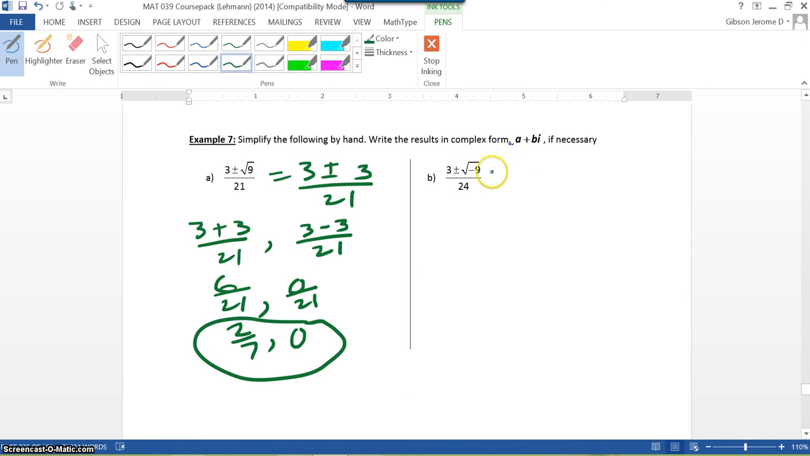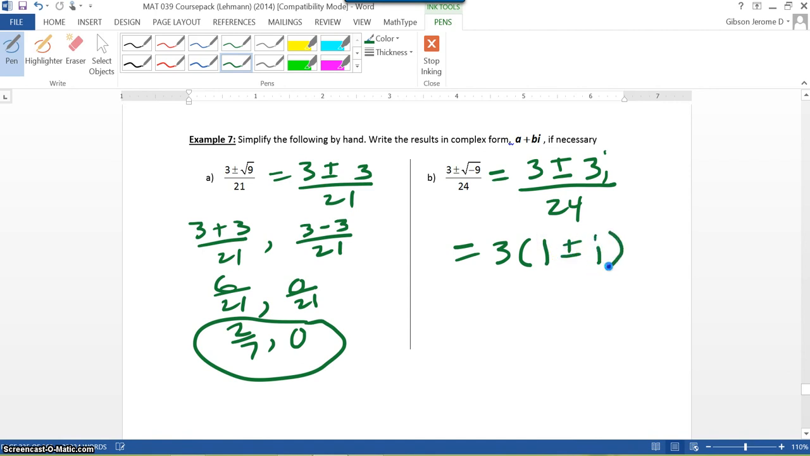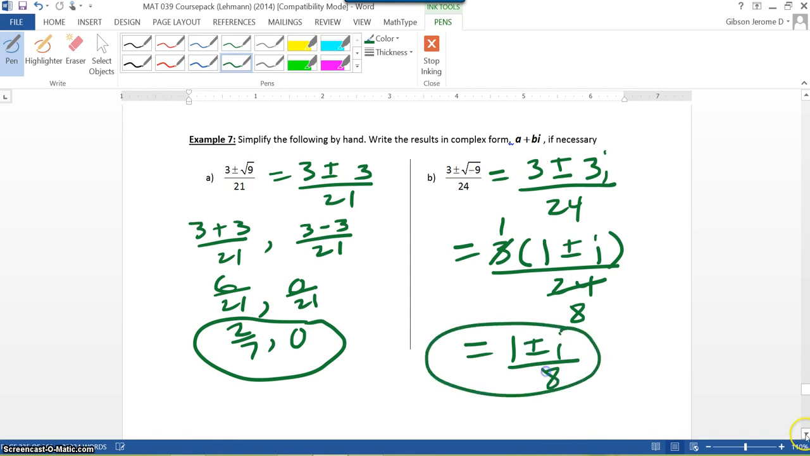Now, we're basically taking this problem here and doing the same thing, but this would be 3 plus or minus 3i all over 24. Now, what we could do is this here, because we know we cannot combine 3 and 3i. We can factor out a 3, and that will leave us 1 plus or minus i all over 24. And 3 and 24 both have 3 in common. 3 goes into 3 once. 3 goes into 24 8 times. So it would be 1 plus or minus i over 8. And that would be your final answer for that problem.